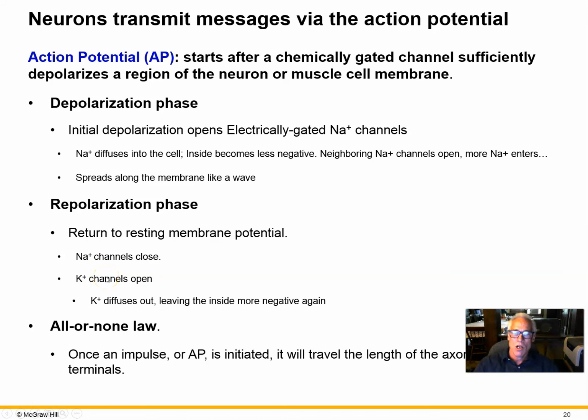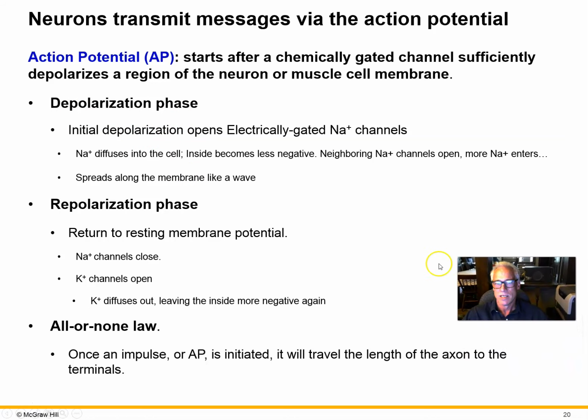And then we can do it all over again. If there's still some neurotransmitter bound to its receptors, another impulse or action potential will spread down the axon to the axon terminal. Once it starts, you can't stop it. That's what's meant by the all or none law or principle.